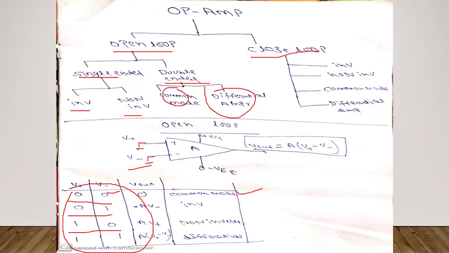Actually, what is the formula of the op amp? Previously we know that V out is equal to A into Vi. But in this case, we have two types of Vi. One is V plus, connected to the positive terminal, and another is V minus, connected to the negative terminal.